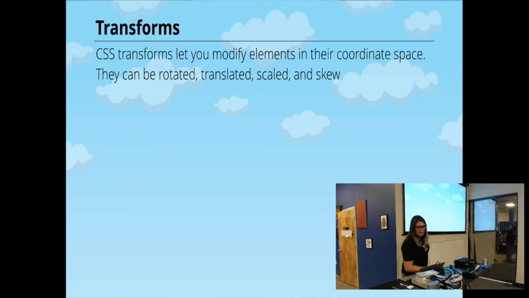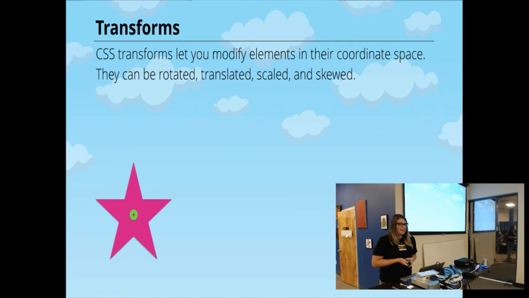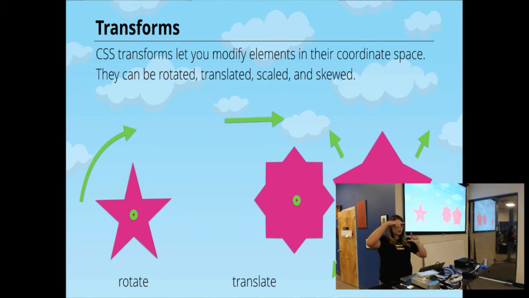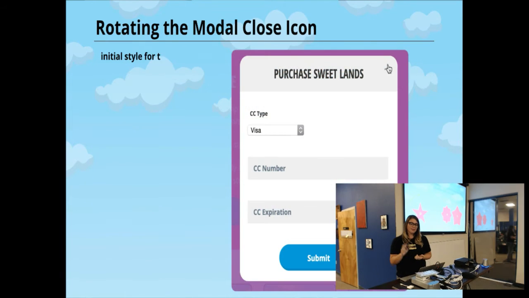Okay, so transitions, which is everything we just talked about, is one way to animate. There's also transforms. These let you modify an element. So you can do things like rotate, translate, you can scale things, and you can also skew things. I left skew out because I don't get it. So I don't really understand the point of skew, therefore I left it out.